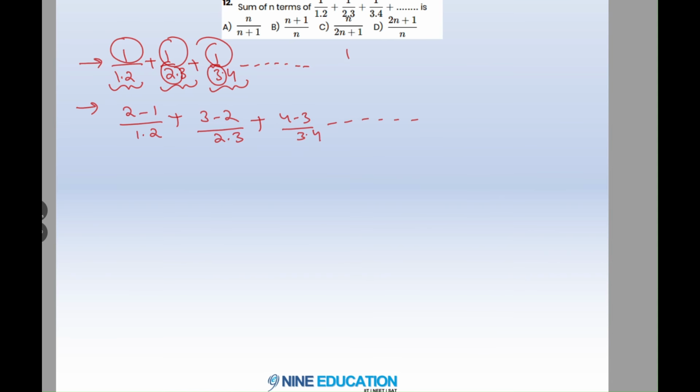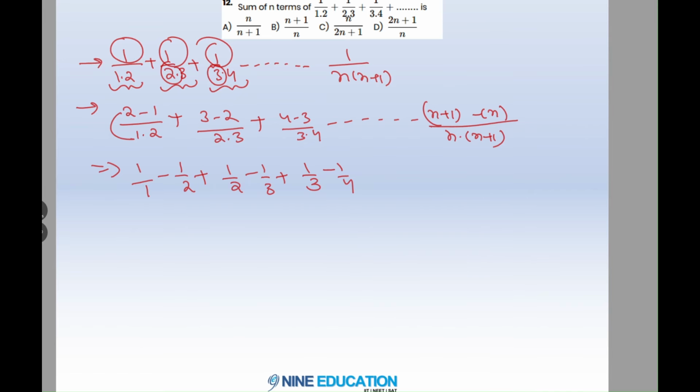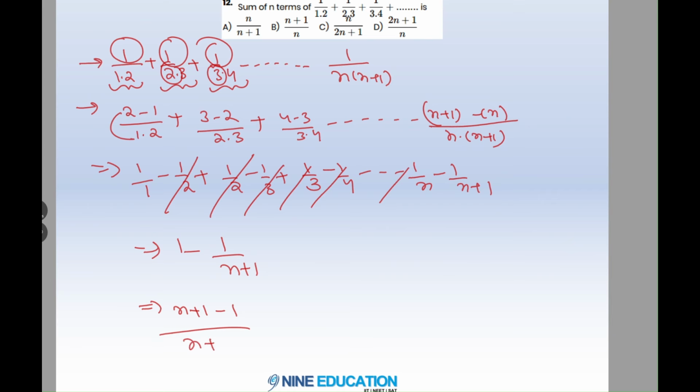Last term will be n into n plus 1. So what we can say, it is n plus 1 minus n into n plus 1. Separated. So what we get is 2 divided by 1 into 2 makes it 1 by 1, 1 by 2 plus 1 by 2 minus 1 by 3 plus 1 by 3 minus 1 by 4, so on, 1 by n minus 1 by n plus 1. Middle terms are getting cancelled. You're left with 1 minus 1 upon n plus 1, n plus 1 minus 1 upon n plus 1, 1 and 1 cancels. So answer is n upon n plus 1.